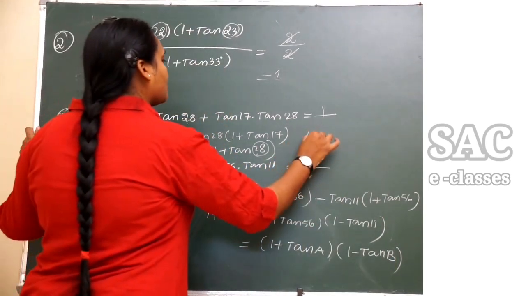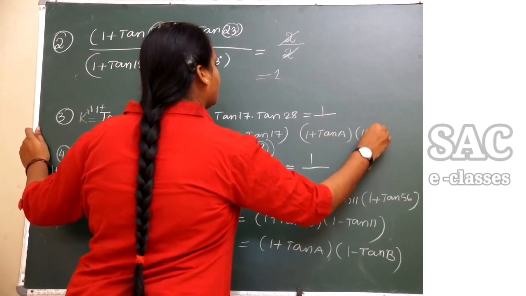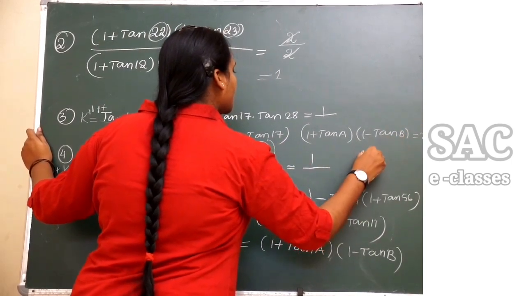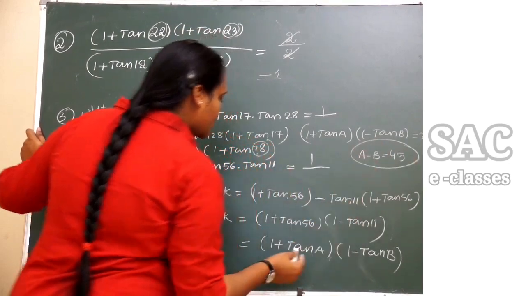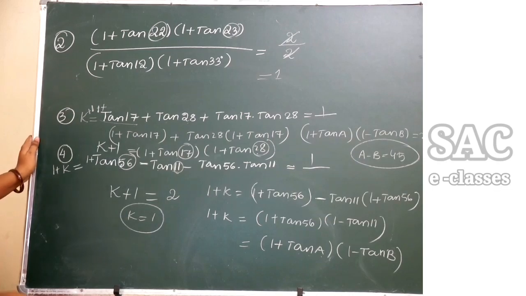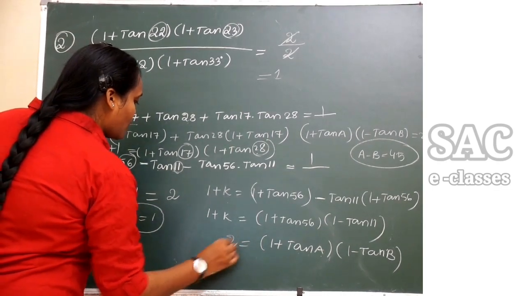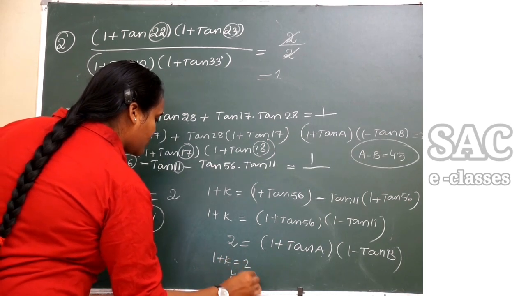We know that 1 plus tan A into 1 minus tan B is equal to 2 whenever A minus B is 45 degrees. What is the A minus B value here? 56 minus 11 is 45. So its value is 2. So what can I write? 1 plus k equal to 2, then k equal to 1.